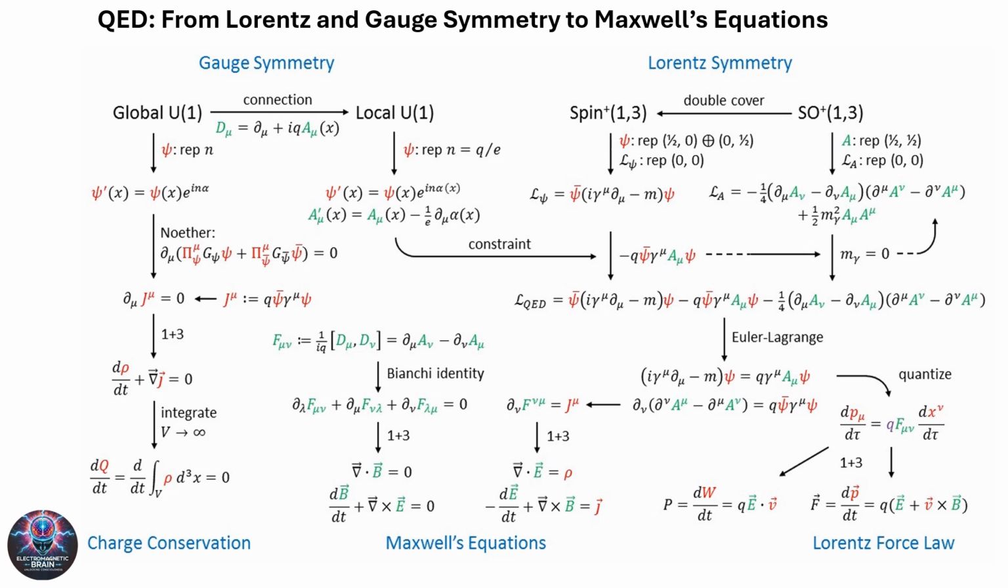Ultimately, this framework unifies classical electromagnetic theory, showing how Maxwell's equations, charge conservation, and the Lorentz force law arise naturally from deeper symmetry principles. By understanding electromagnetism as a gauge theory, we establish the foundation for modern particle physics, connecting classical fields, quantum interactions, and relativistic dynamics into a single framework.